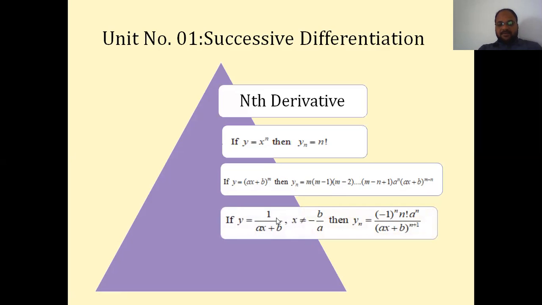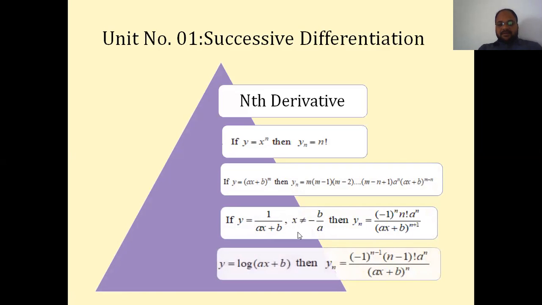If y is equal to 1 upon (ax plus b), then yn is equal to (minus 1) power n, n factorial, a raised to power n upon (ax plus b) raised to power n plus 1. And finally we have seen this last result: y is equal to log of (ax plus b), a logarithmic function. Then yn is equal to (minus 1) power n minus 1, (n minus 1) factorial, a raised to power n upon (ax plus b) raised to power n. So we have seen these results in the previous lecture.